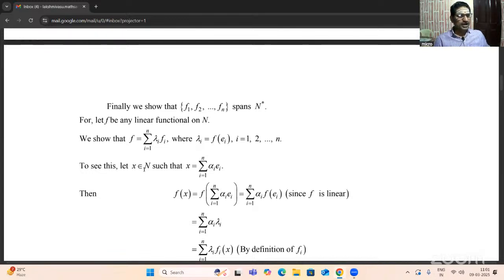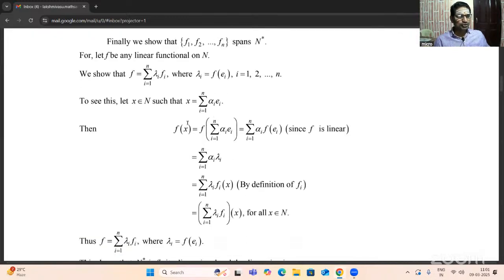So we take a linear space element x, and this vector is stated as, we already know, x equal to the summation of alpha i and ei. Applying the functional on both sides, f of x equals f of the summation of alpha i and ei. That can be written as the summation of alpha i, where alpha is the scalar, into f of ei. So f of ei is represented as lambda i.